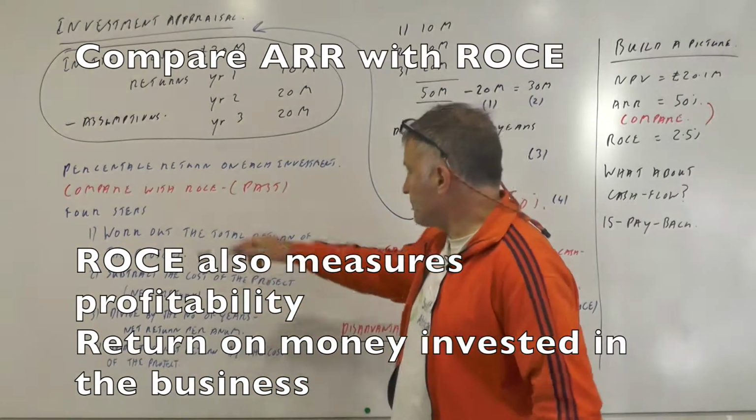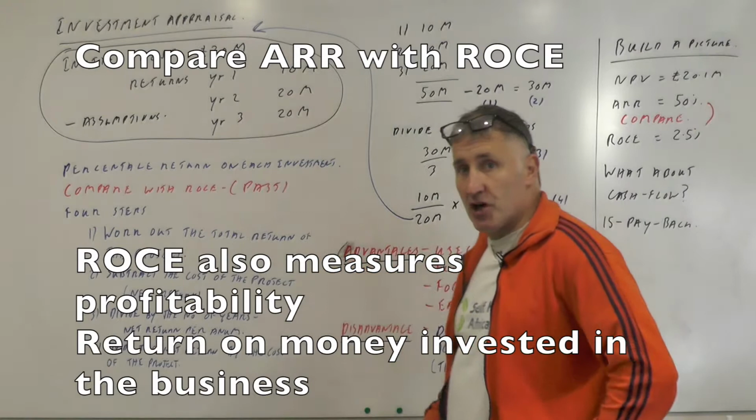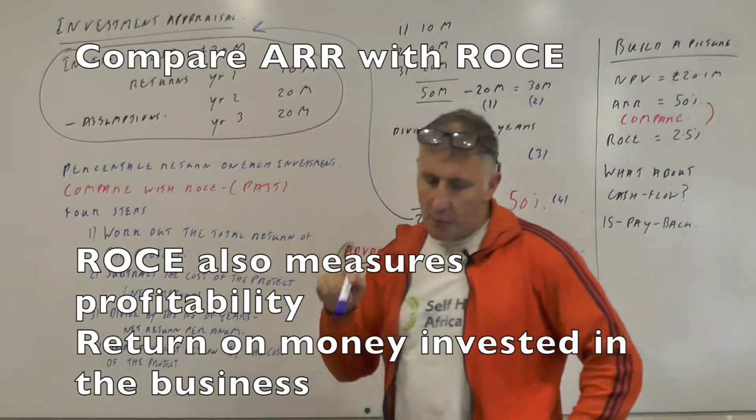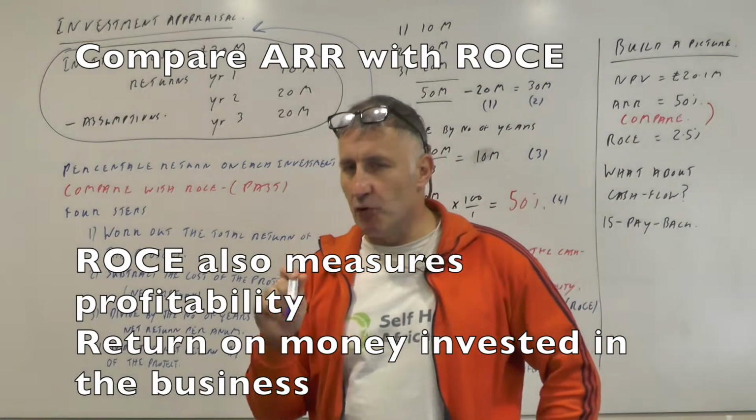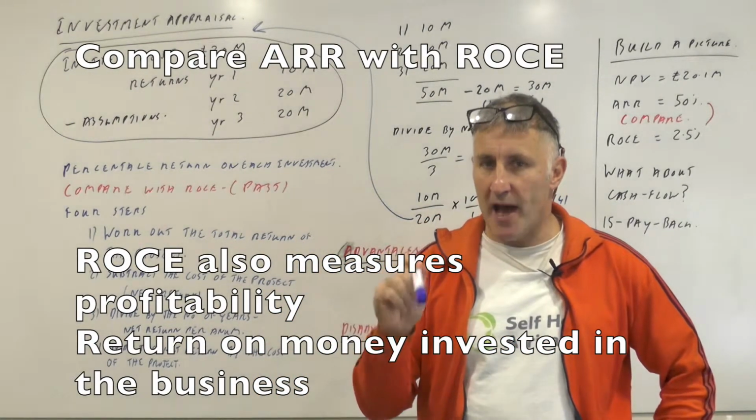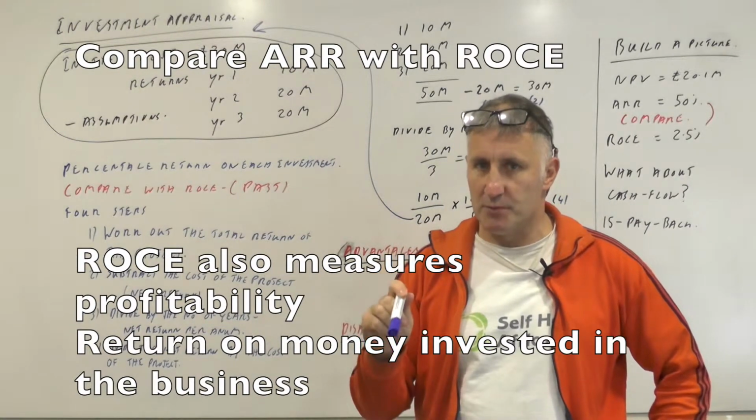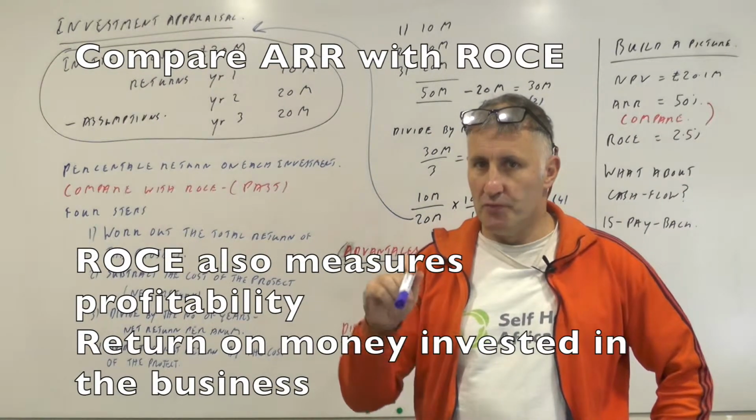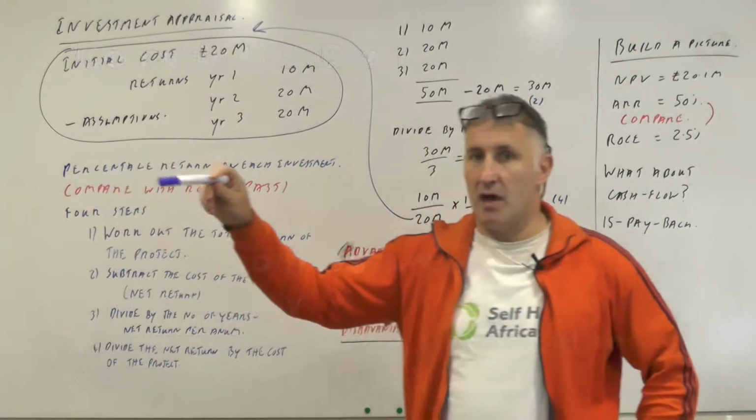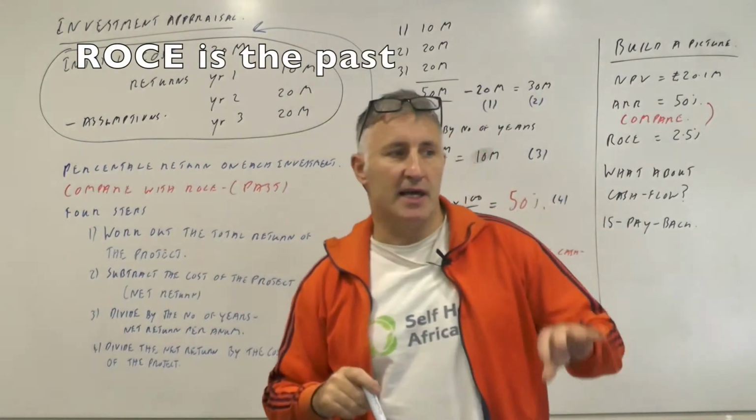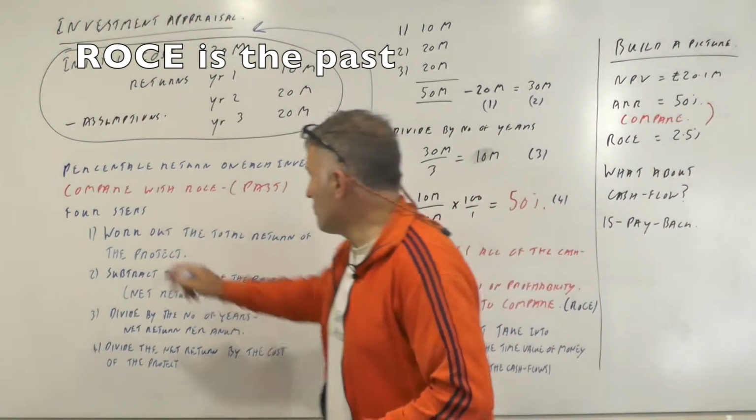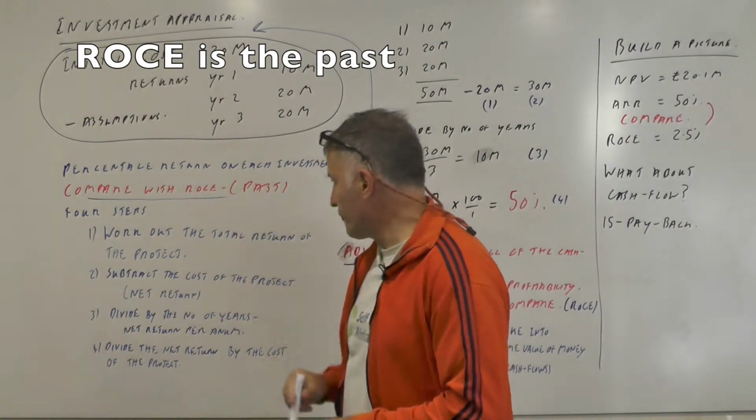The good thing about the average rate of return is we can compare it with the return on capital employed. Why can we do that? Because the return on capital employed is a figure that shows the return that you're getting back from your current level of investment. So the average rate of return is the future prediction, and the return on capital employed is for the past. Okay, so we can compare it with the return on capital employed from there.